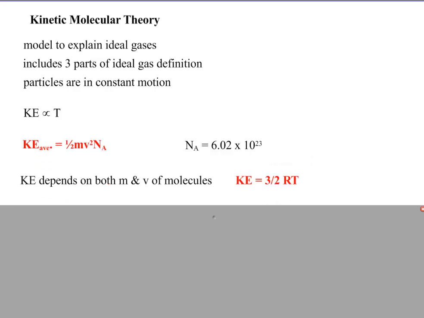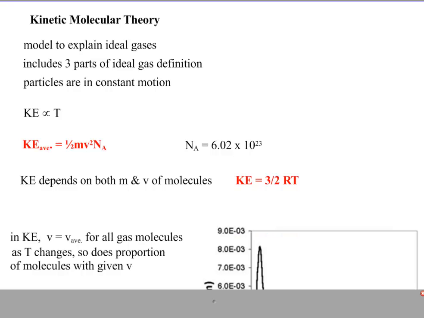Since kinetic energy depends on both the mass and the velocity, if the size changes, the kinetic energy will change. If the speed changes, the kinetic energy will change. And it turns out that kinetic energy is not only proportional to temperature, but there's an exact equation. The exact equation that relates kinetic energy to temperature is kinetic energy is equal to 3/2 times the gas constant R times T.